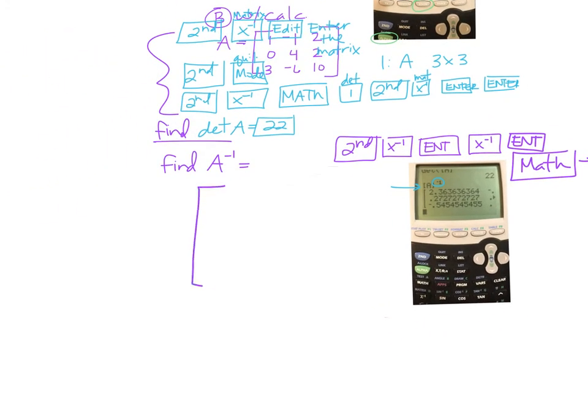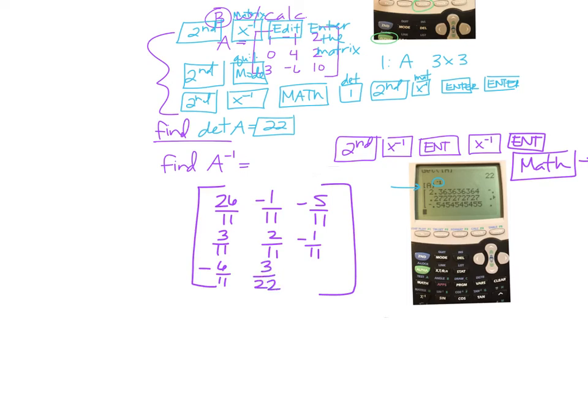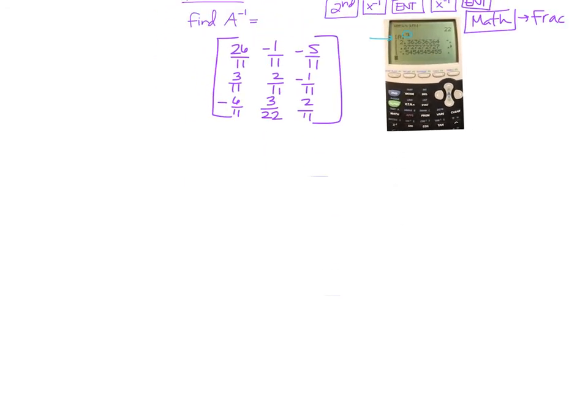The beautiful thing is, well, it's not beautiful, but you don't have to solve for them. Your calculator will do it. So it's all these fractions: 26 over 11, negative 1 over 11, negative 5 over 11, 3 over 11, 2 over 11, negative 1 over 11, negative 6 over 11, 3 over 22, and 2 over 11. So that's the whole process, and you get that set up. Okay, one more of these.